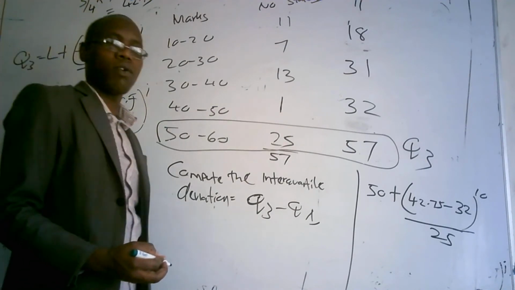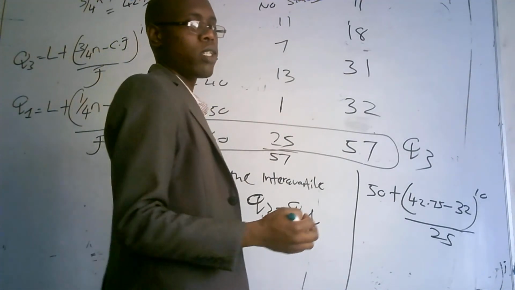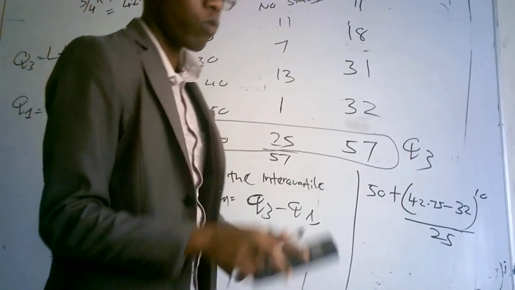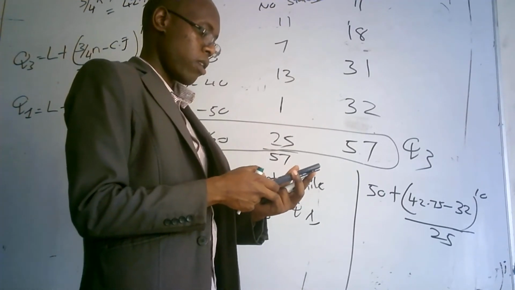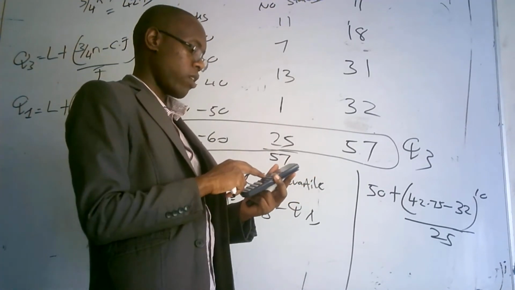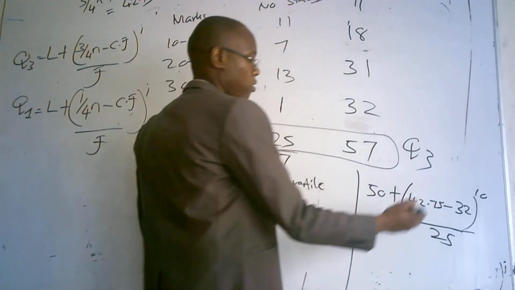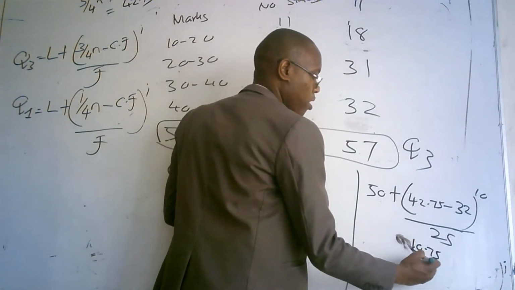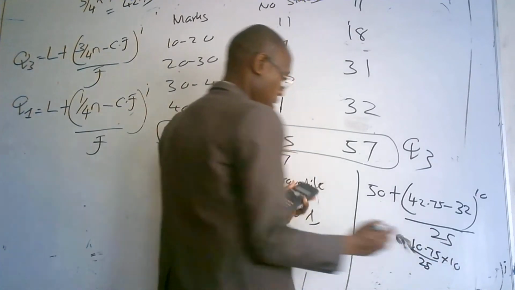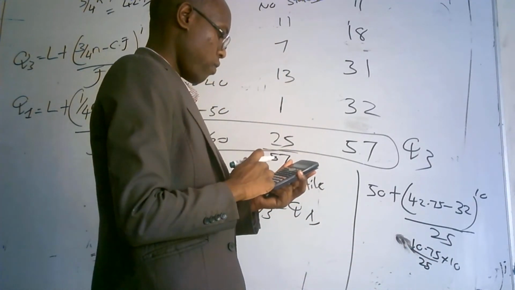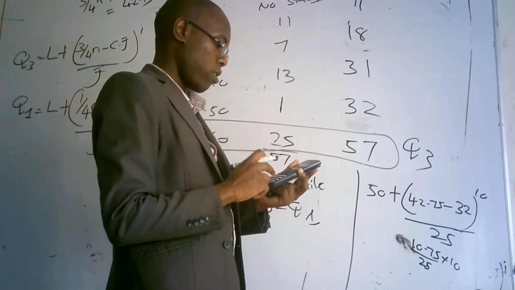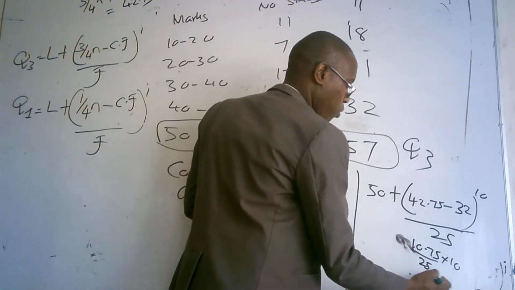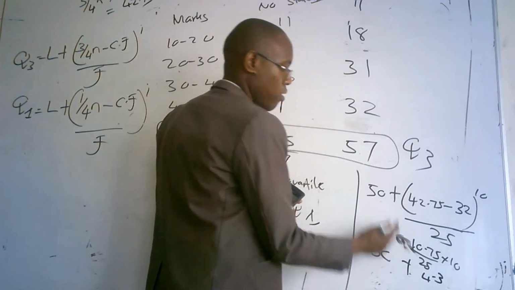So we apply the rule of BODMAS, that we always start with what is inside the bracket. So we are going to have 42.75 minus 32, which gives you 10.75. So we have 10.75 over 25 times 10, which will be 4.3. So plus 50, this 50 which is here.